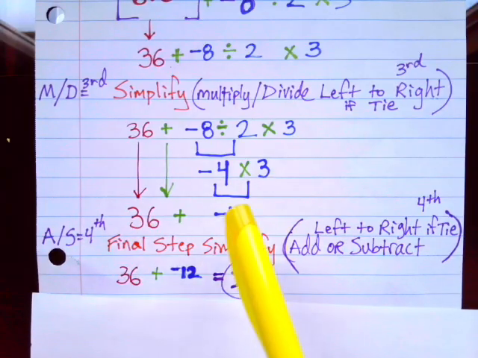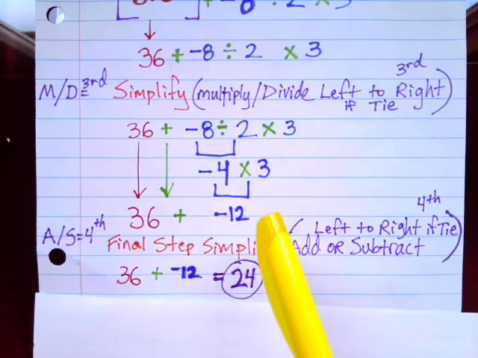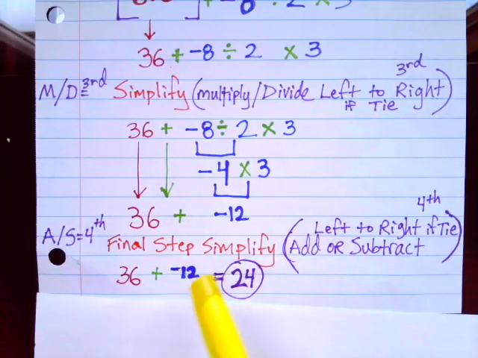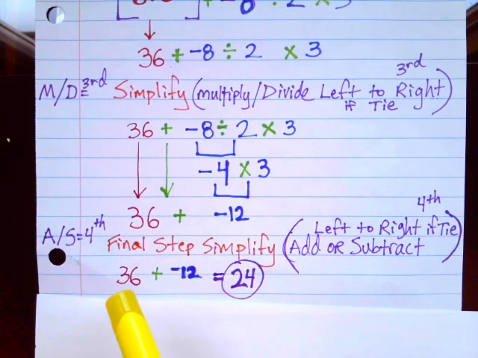So if there happened to be an addition or subtraction, again, I work left to right when there's a tie. Here I only had one addition, and so I had one step to perform here. 36 plus a -12 is a positive 24. Hopefully this is helping you out. Hey, math is easy. Take it step by step.